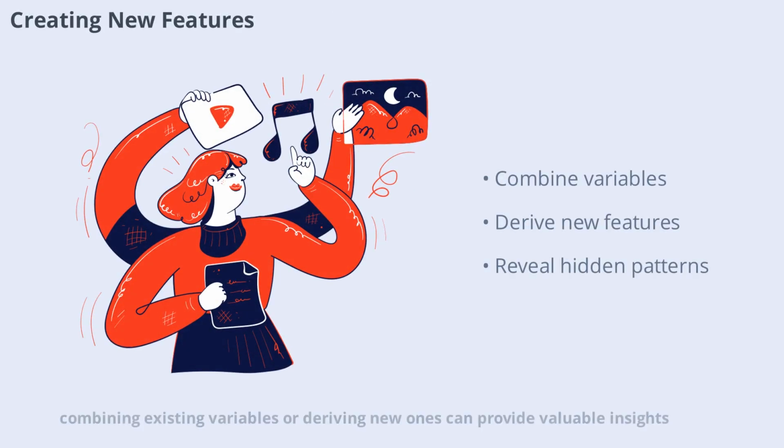Sometimes, combining existing variables or deriving new ones can provide valuable insights. For example, you might create a total spend feature by adding up several spending categories. New features can capture relationships that aren't immediately obvious in the raw data. The key is to experiment and evaluate which features improve your model's performance. Let's look at some practical examples of feature creation.